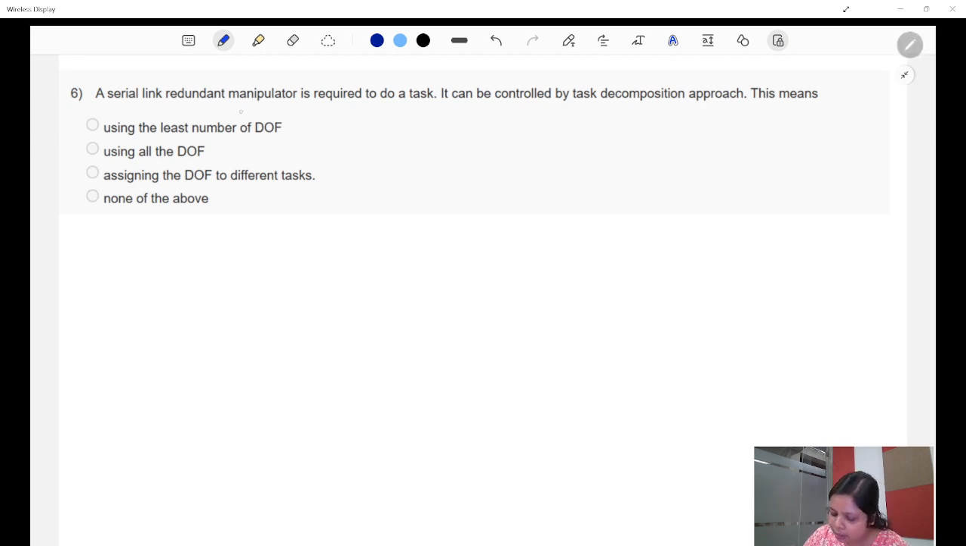So a serial link redundant manipulator is required to do a task. It can be controlled by the task decomposition approach. This means what? The options are: using the least number of degrees of freedom, using all the degrees of freedom, assigning the degrees of freedom to different tasks, or none of the above.